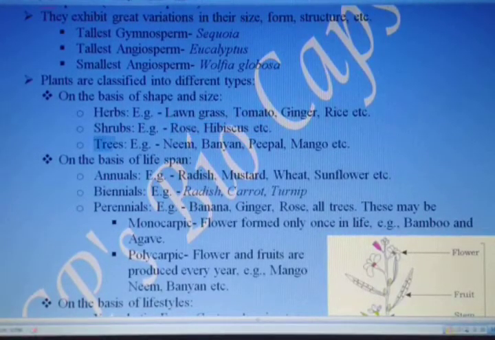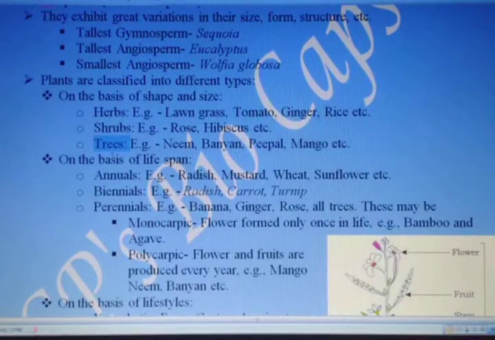Then the trees: they are taller, they are woody, and they can live for many years. For example, around us we can see neem tree, banyan tree, peepal, mango, etc. All these are trees which live for many years, and their stem and roots are also woody. It has become hard.